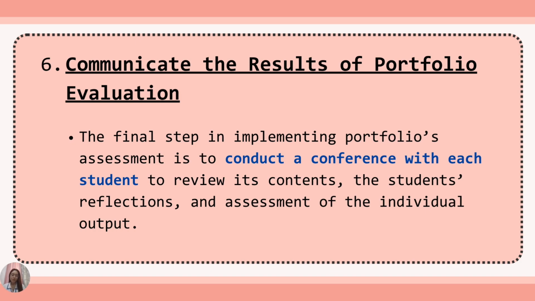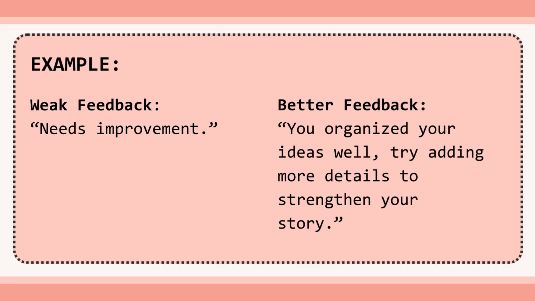Young learners are emotionally sensitive. If feedback is too harsh, they may become discouraged. But if feedback is constructive, children become more motivated to improve. For instance, for weak feedback, "needs improvement," while in the better feedback, "You organized your ideas well. Try adding more details to strengthen your story." Notice how the second feedback guides improvement while still encouraging the learner.